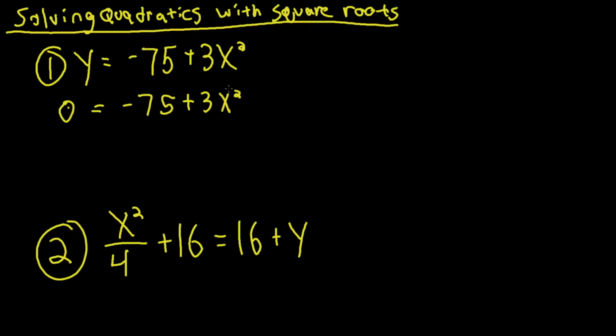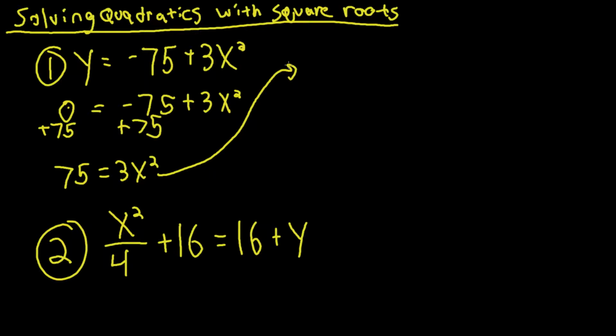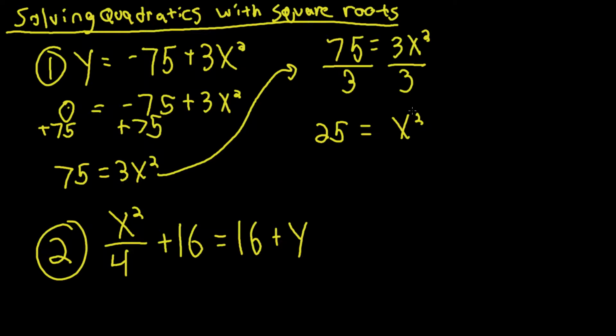Well, now I'm going to add 75 to both sides of the equation, plus 75, plus 75. Now my new equation is 75 equals 3x squared. Now I'm going to write the rest up here. Rewrite what I have: 75 equals 3x squared. Divide 3 on both sides to get 25 equals x squared.